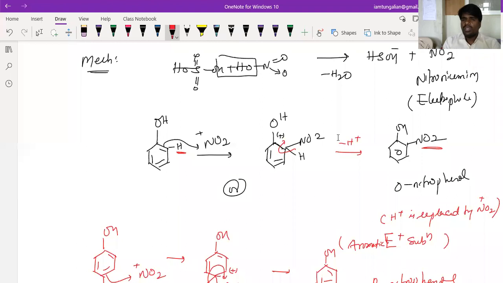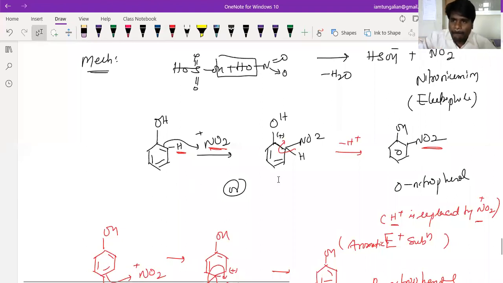So what is happening here? H plus of either the ortho position or the para position will be replaced by the corresponding electrophile. What is the electrophile here? This is the electrophile. So here H plus is being replaced by NO2 plus. This is what happens in nitration. What is meant by nitration? Nitration of phenol. Whenever phenol is treated with either dilute or concentrated HNO3, with dilute HNO3 it will form a mixture of orthonitrophenol as well as paranitrophenol. Is this clear?